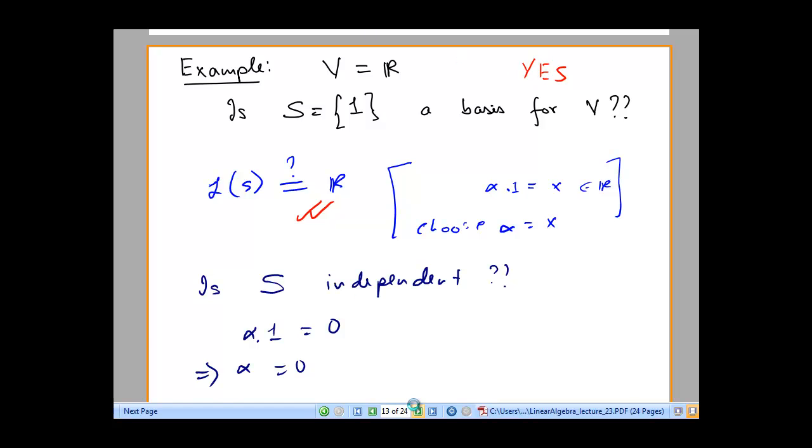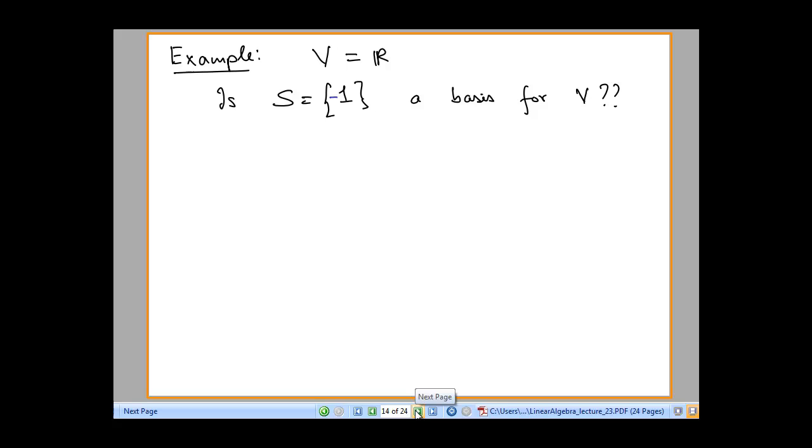Next one. With a similar argument, instead of 1, you have minus 1, the same kind of thing here. If I want to reach x, I can choose alpha to be minus x, and it works out fine. So this is also true. Let's quickly work it out. The linear span of S is the whole of R, because for any x, choose alpha to be minus x, therefore we get alpha times minus 1 is equal to x, and S is independent.